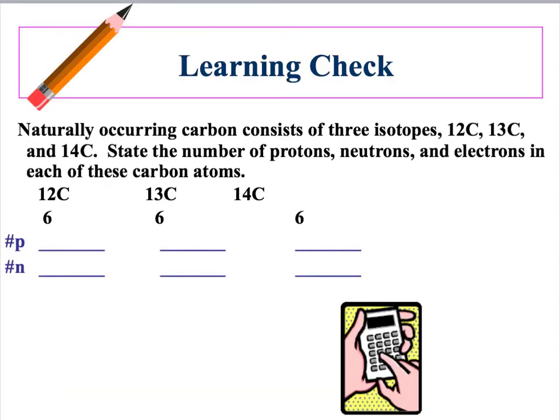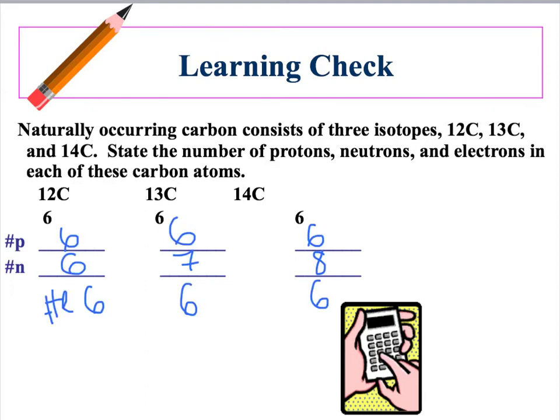Take a look at this example and see if you can figure out the number of protons, neutrons, and electrons in each of these carbon atoms. And to give you a little hint, the number of electrons is going to be the same as the number of protons unless it's a charged element, which none of these are.